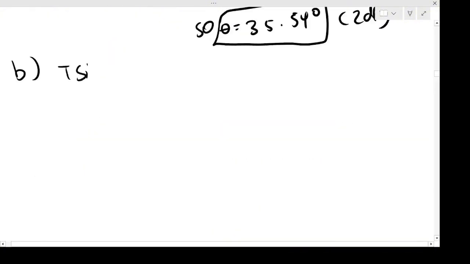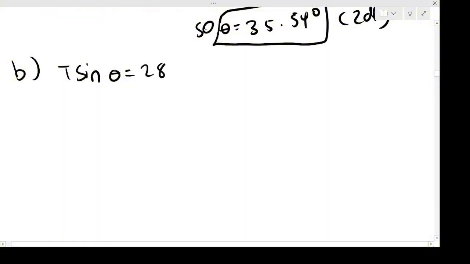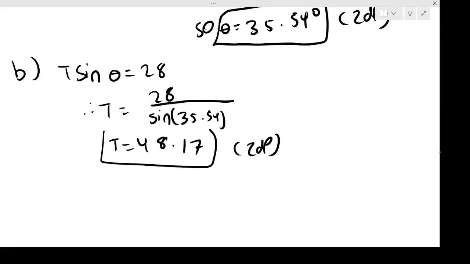I'm going to sub it into the first one. So T sine theta is 28. Therefore, T is going to be 28 divided by sine theta. But I know theta is 35.54. So therefore, I get T to be 48.17. And there we are. Now, why is the tension helpful?